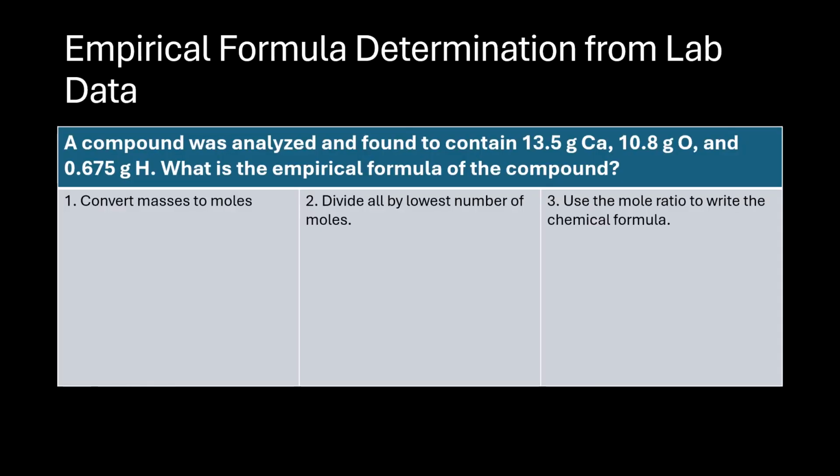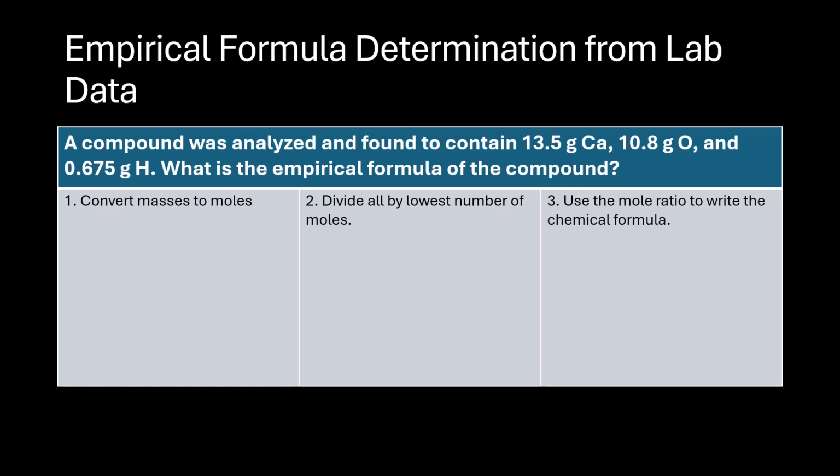So now let's look at how this could potentially show up on an AP exam. AP exams love lab data. They love to give you data and ask what this data means, and you have to analyze what's going on. So here, a compound was analyzed and found to contain 13.5 grams of calcium, 10.8 grams of oxygen, and 0.675 grams of hydrogen. What's the empirical formula of the compound?